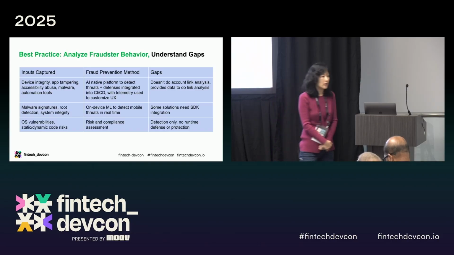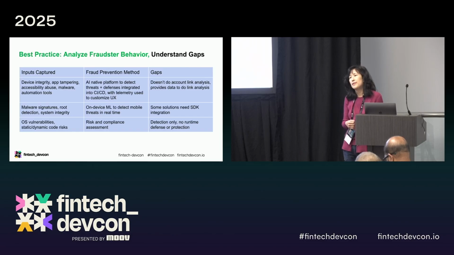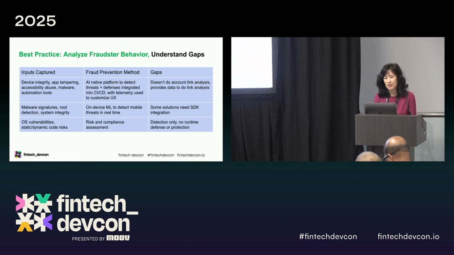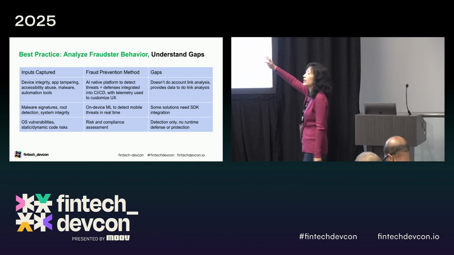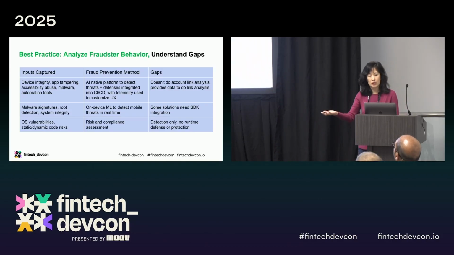So the other thing that is important in terms of tracking fraudster behavior is looking at malware signatures, root detection. So if someone is trying to root the device or they're trying to jailbreak, bypass, you want to catch that because that's usually an indication of something bad going on. And so you're looking at tools that use on-device machine learning to detect these threats in real time. And then finally, it's always important to look at operating system vulnerabilities, do static and dynamic analysis to identify code risks.